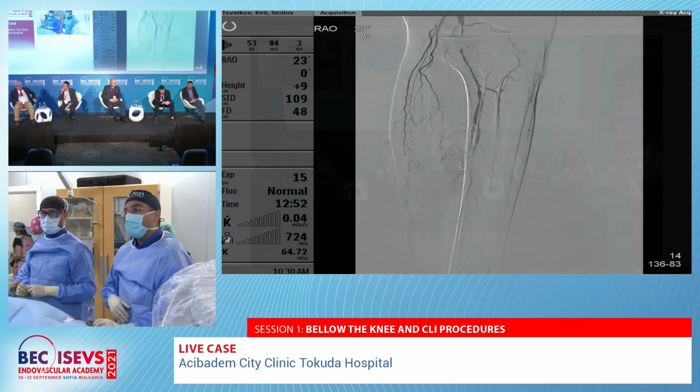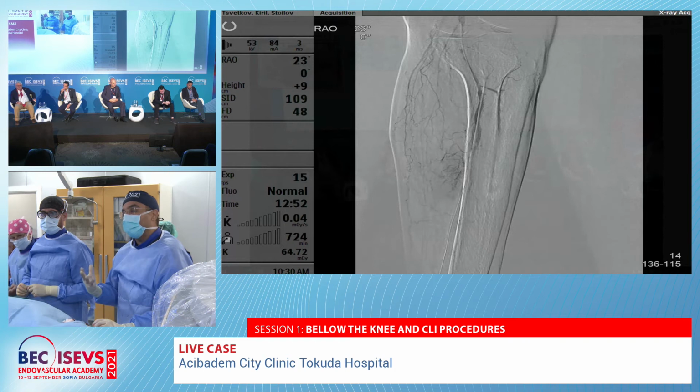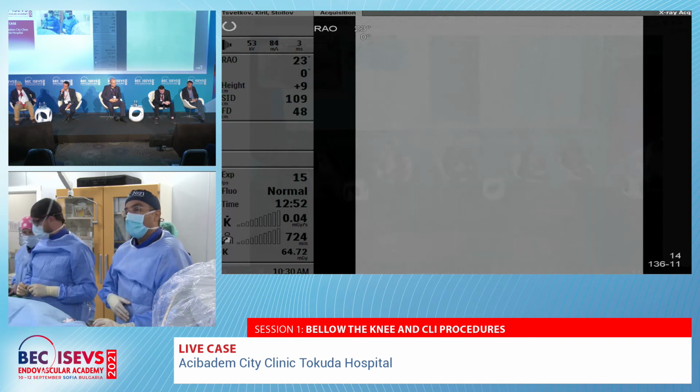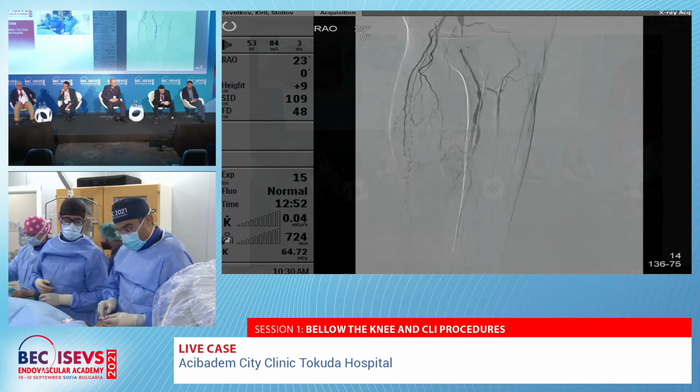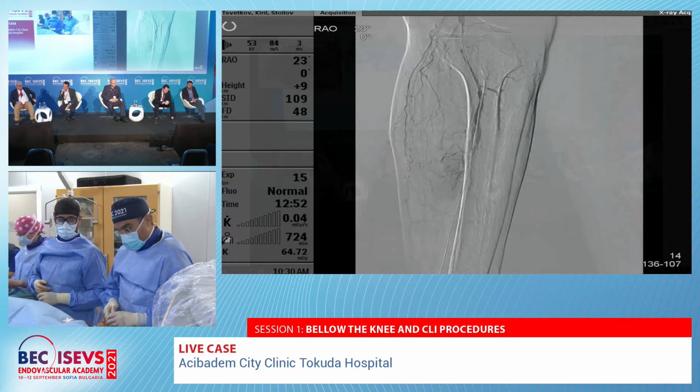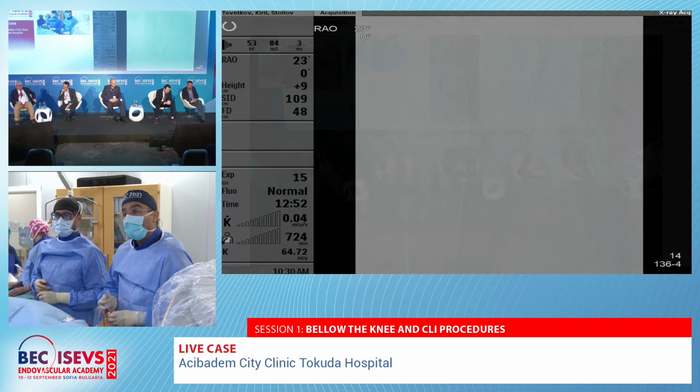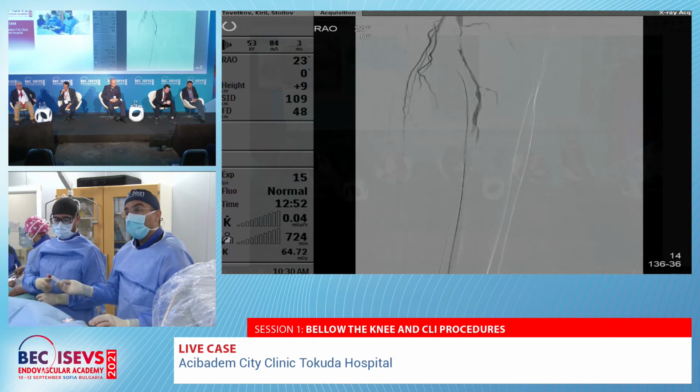At the moment, I don't see really any suspicion of thrombus, but who knows? I think you have to protect also the anterior tibial. It's going smaller and smaller. Okay.